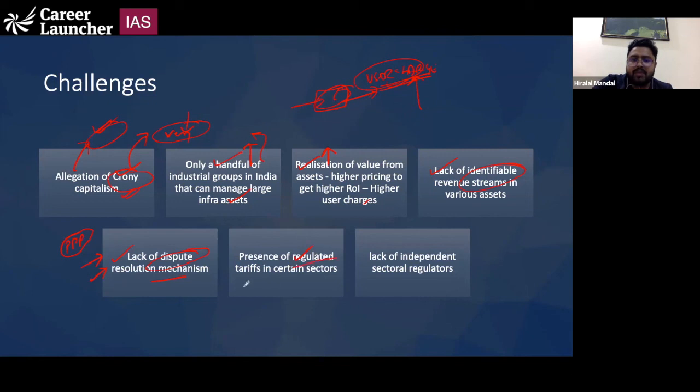The presence of regulated tariffs may affect a particular sector. For example, if the government has intervened and prescribed the tariff of certain projects, the private sector will not benefit, and they will not see the project as beneficial for them, and therefore they may not bid for such projects. So regulated tariffs may not attract various players, which the government of India needs to look at. Similarly, independent sectoral regulators are required so that problems and disputes related to particular sectors can be identified in a better way and dealt with properly.